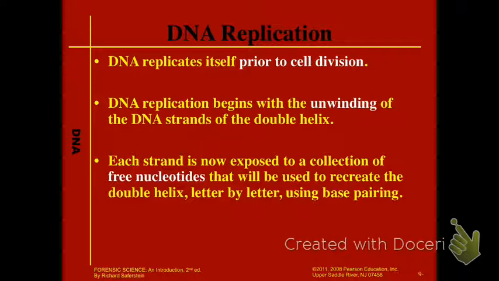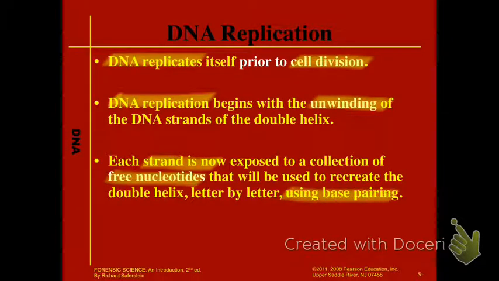Before a cell divides, DNA copies itself so that each daughter cell has a copy of the DNA that codes to produce proteins. Replication happens first with the unwinding of the DNA strands of the double helix. Each strand can be exposed to free nucleotides that will be put into the correct position using base pairing.